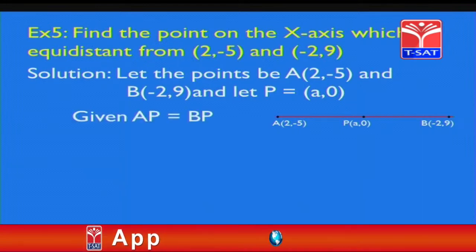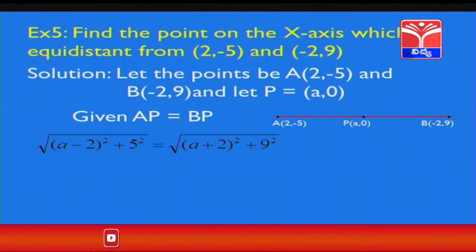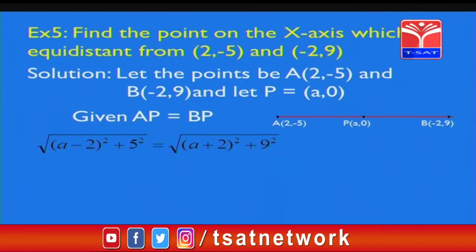What is given to us? It is given that AP is equal to BP. So, under root of (a - 2) whole square plus 5 square is equal to under root of (a + 2) whole square plus 9 square.